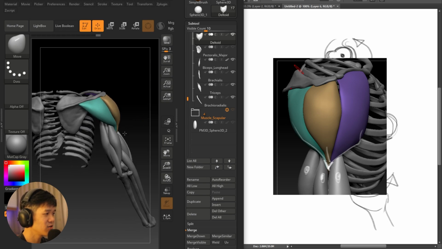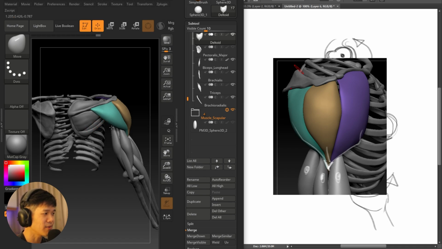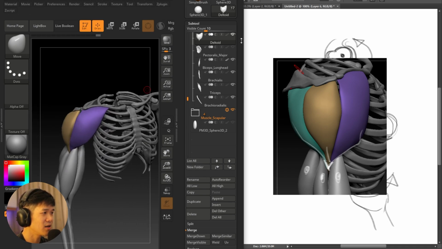In future videos, I'll also be touching upon the scapular muscles, the infraspinatus, the supraspinatus, teres major, teres minor, and how they function. And we can also touch base on the brachioradialis.